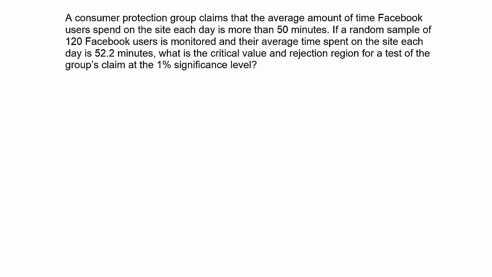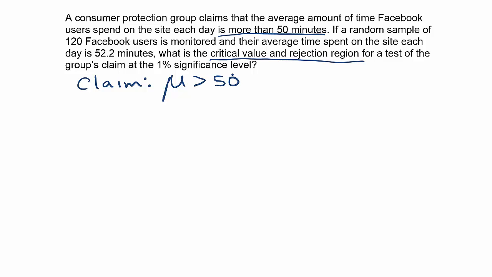Okay, so the very first thing you need to do if you're trying to find the critical value and the rejection region is to determine what the claim is in the problem. So let's look at that. This consumer protection group claims that the average amount of time spent on the site is more than 50 minutes, right? So greater than. So the mean is greater than 50 minutes.